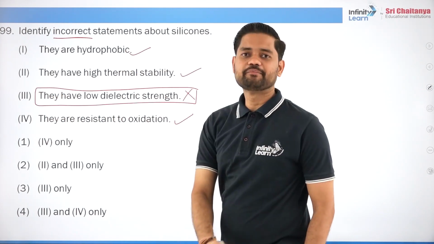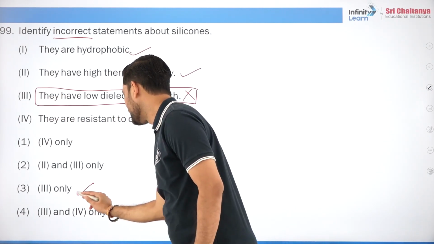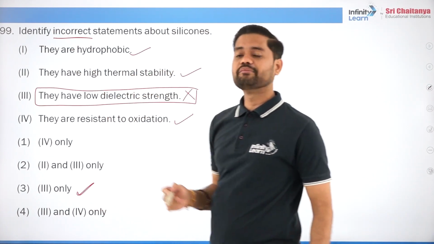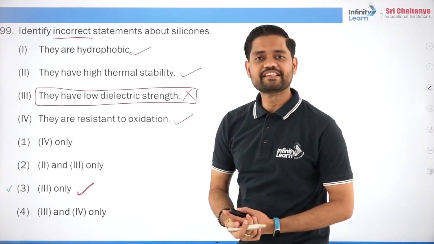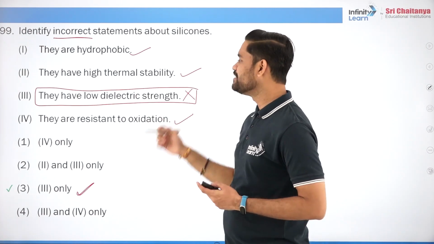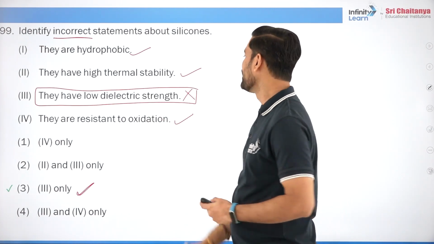Hence I'll go with option number 3, because we need to find the incorrect statement, and for 99 option number 3 is the right answer because the statement is wrong. They have high dielectric.